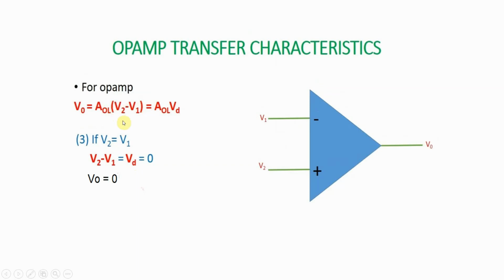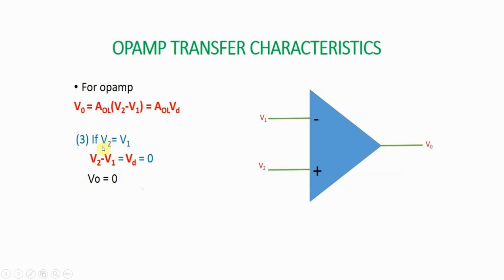For an op-amp, V0 is equal to AOL, the open loop gain, into the differential input voltage. By this formula, we can calculate the output voltage.